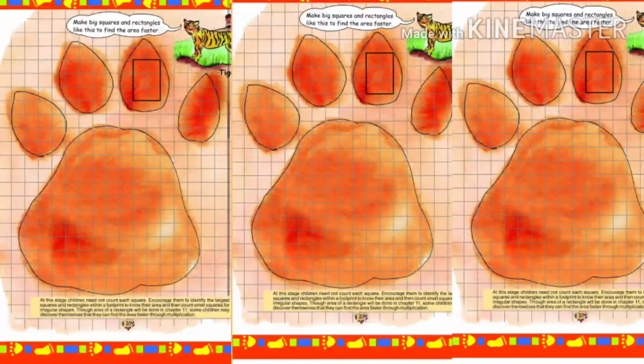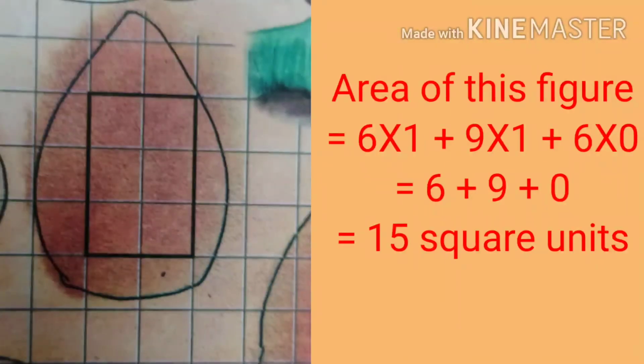So, for finding the area of an irregular shape, first of all count the number of fully covered squares. Then count the partially more than half covered squares. At the last, count partially less than half covered squares. Then find the sum of all squares. This will be the area of the figure.